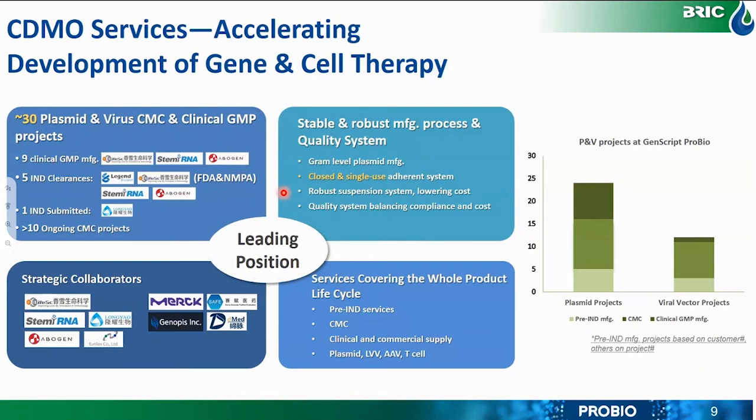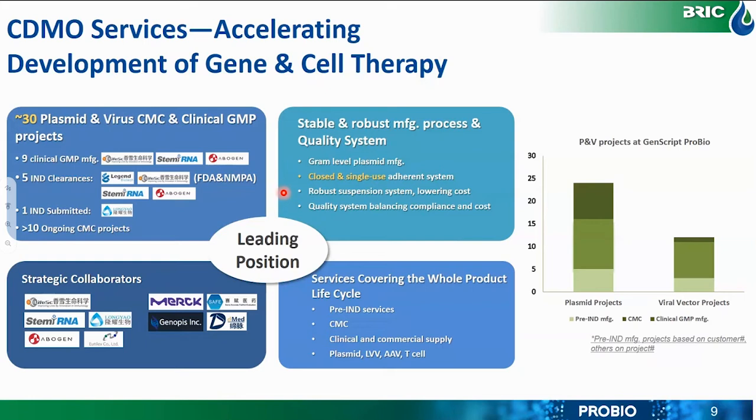We professionally provide different types of plasmid and viral vector for IND filing and GMP manufacturing for clinical trials. Currently, on this platform, we have more than 30 plasmid and viral CMC and clinical GMP manufacturing projects. For 9 of them, we have produced for the clinical trial. And for 5 of them, we have gotten IND approval from US FDA and China NMPA. We have 1 recent submission, and we will get the IND approval next month. More than 10 ongoing CMC projects will file with US FDA and China NMPA in future.